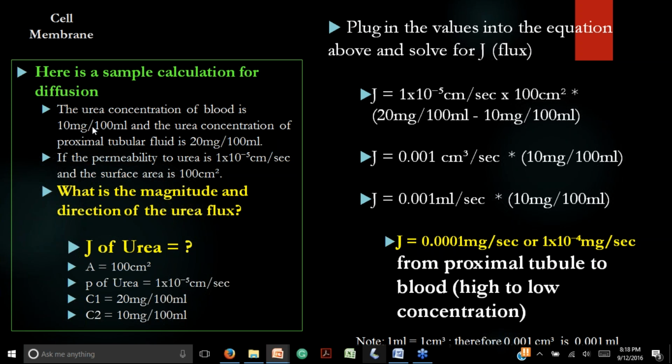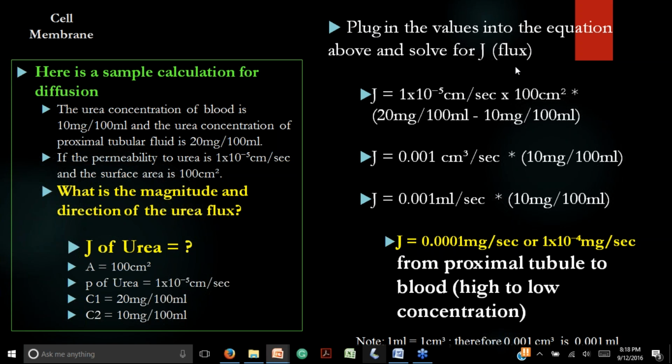So you can tell here that the urea is less concentrated in the blood and more concentrated in the urine, in the convoluted tubule. If the permeability of the urea is this, and the surface area is 100 square centimeters, what is the magnitude and direction of the urea flux?